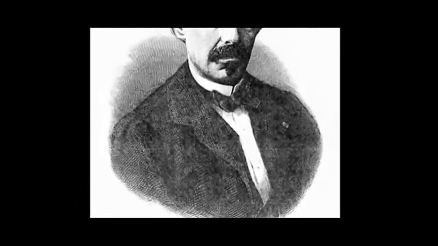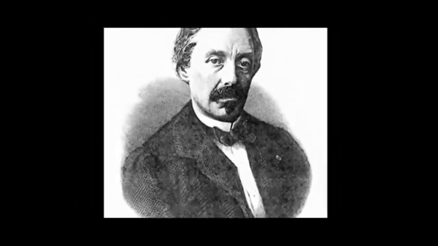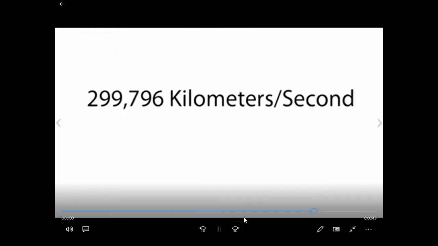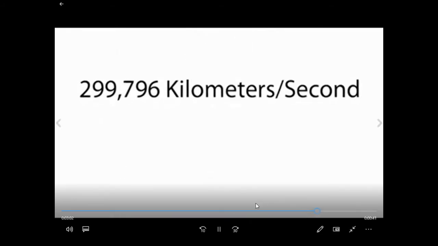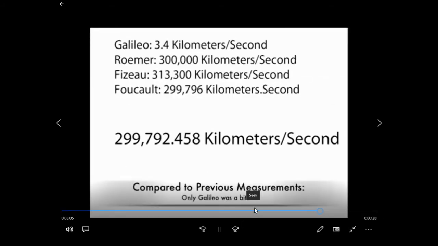In France, 1862, Léon Foucault modified Fizeau's experiment and made a more accurate measurement of 299,796 kilometers per second. The actual value of the speed of light is 299,792.458 kilometers per second. There are a number of different ways to measure the speed of light now.